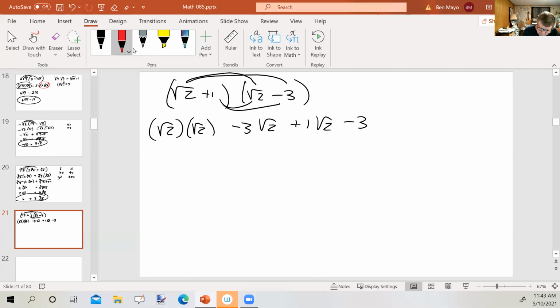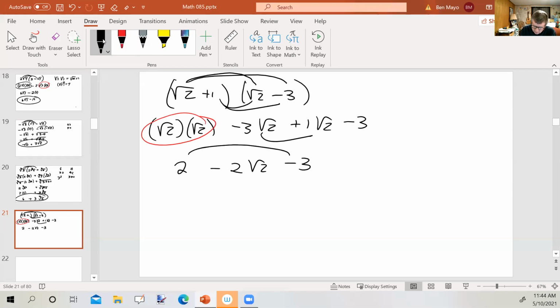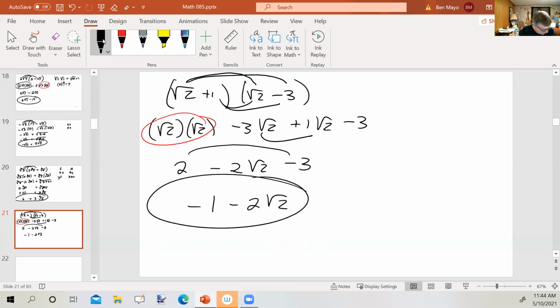Well, the square root of 2 times the square root of 2 is 2. And then we've got, let's see, these are like terms. Minus 3 square roots of 2 plus 1 square root of 2 would be minus 2 square roots of 2, and then minus 3. But those are like terms, so we've got negative 1 minus 2 square roots of 2 as our final answer.